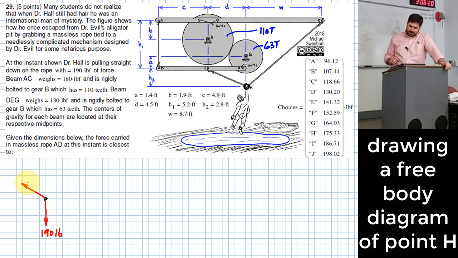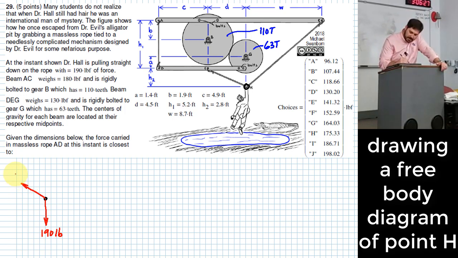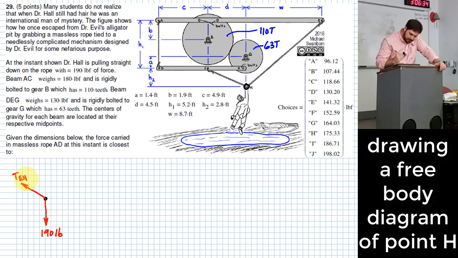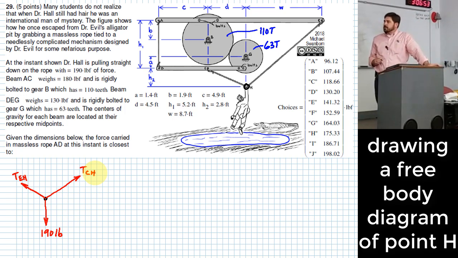So you've got a little piece of rope that comes out there, and we don't know the amount of tension yet in that chunk of rope. So what I'll do is I'll just name it T. It looks like that's E right there, so TEH. What other force might I have on that point? Okay. Got this other tension coming from this other rope. I'll call that TCH. So there's the beginnings of a free body diagram.